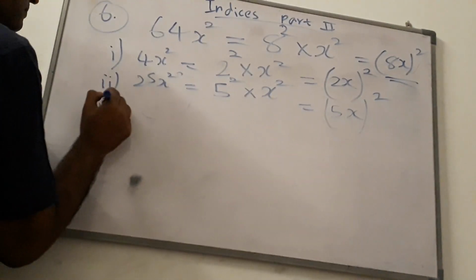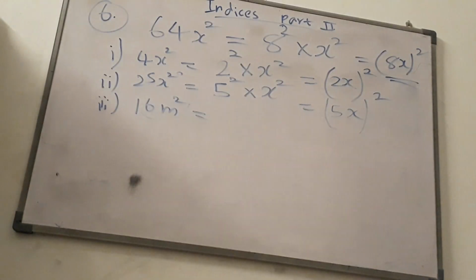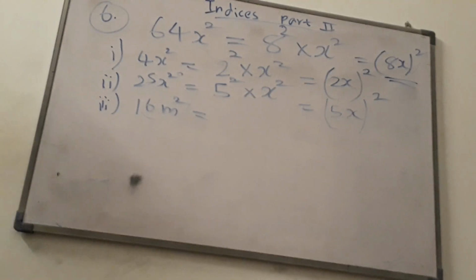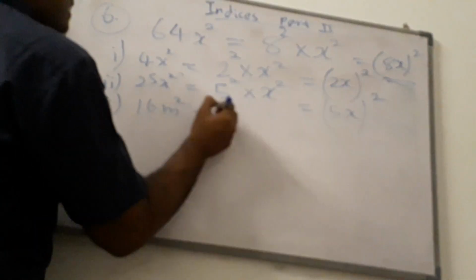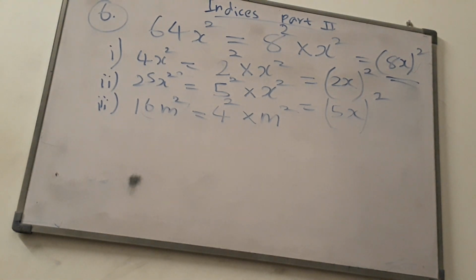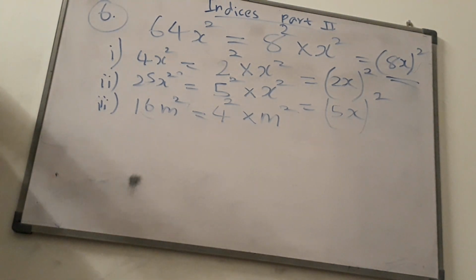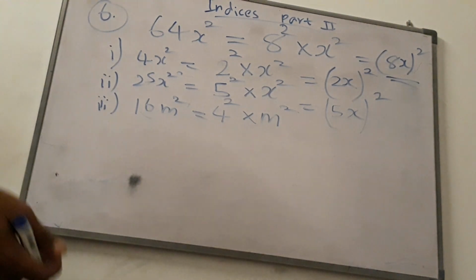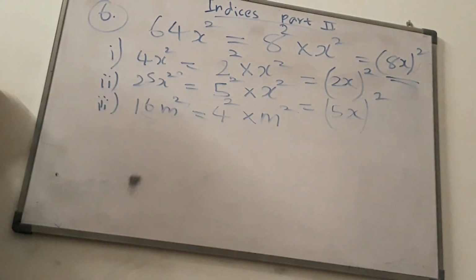16m squared. We can write it as 16 means 4 square. 4 times 4 is 16. So instead of 16, we can write 4 square. 16m squared means 16 times m squared. So I can write this as 4 squared times m squared. Why? 16 is equal to 4 squared.